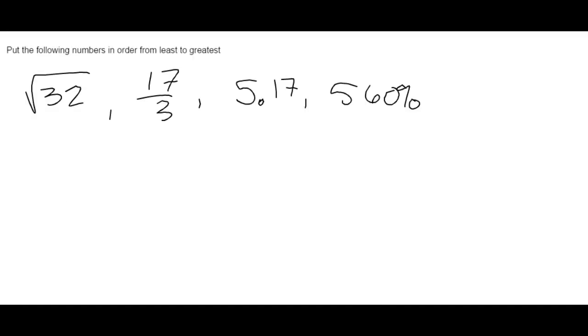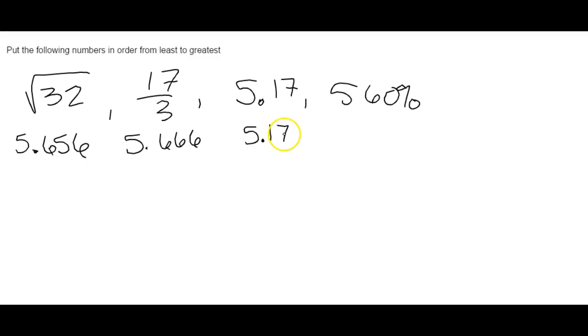Another type of question they can ask is to put the numbers in order from least to greatest. When they ask this, they usually present it a whole bunch of different ways, and it's easiest to put all of these into decimal format before we put them in order. So square root of 32, if we plug it in, is 5.656. There's a whole bunch of other decimals, but I'm going to stop there. 17 divided by 3 is 5.666, and it just keeps repeating 6 forever.